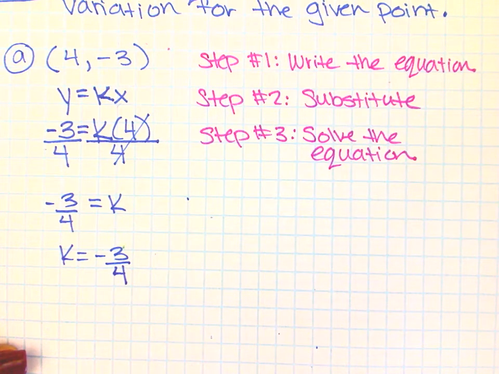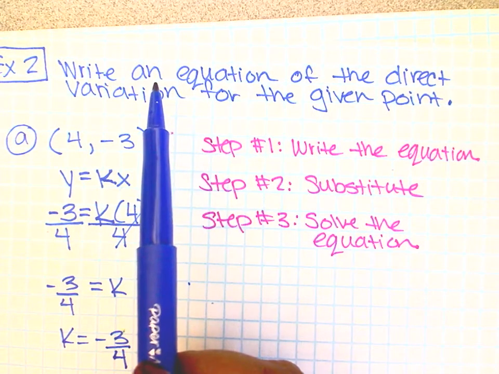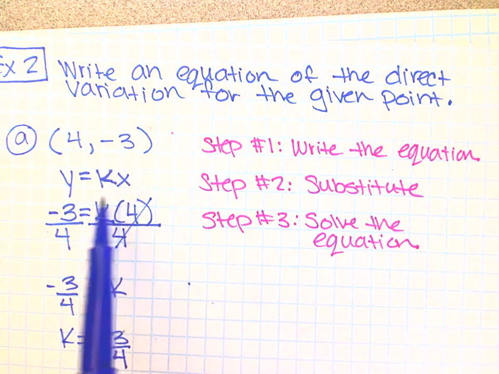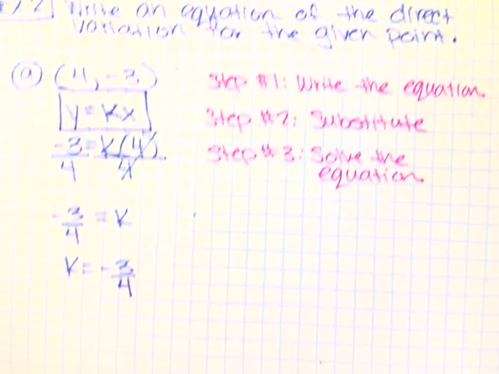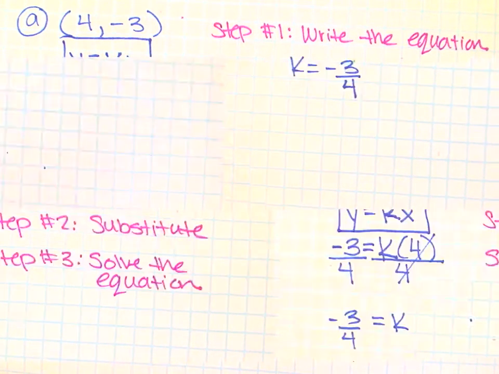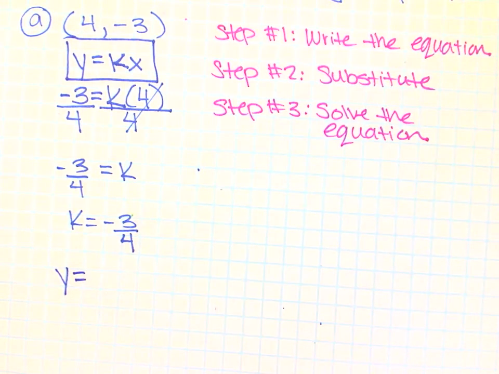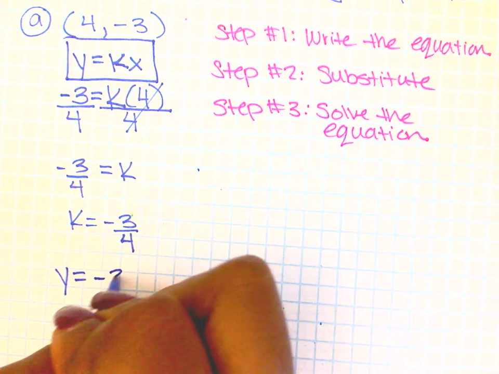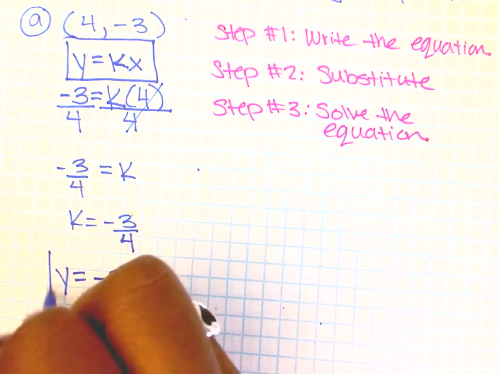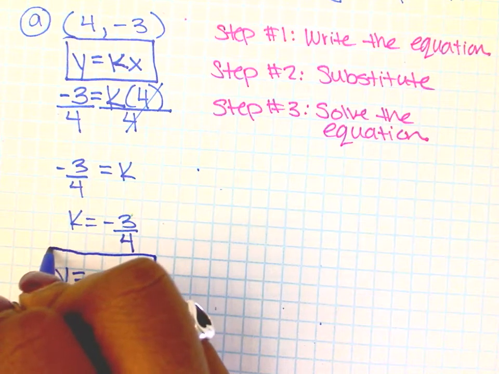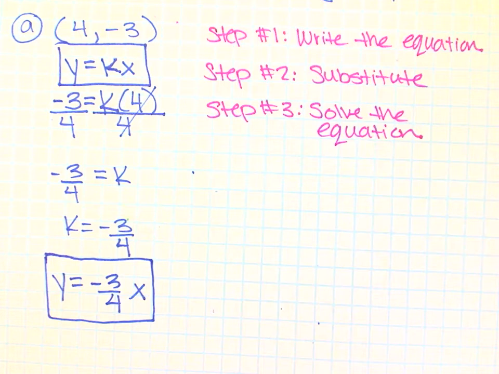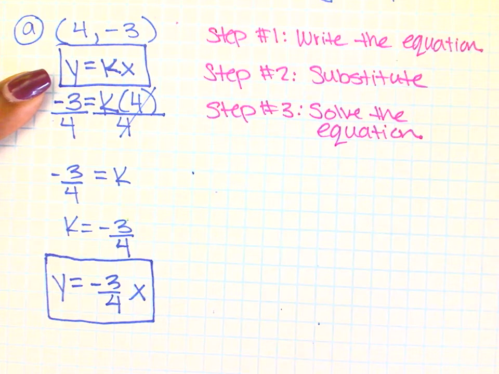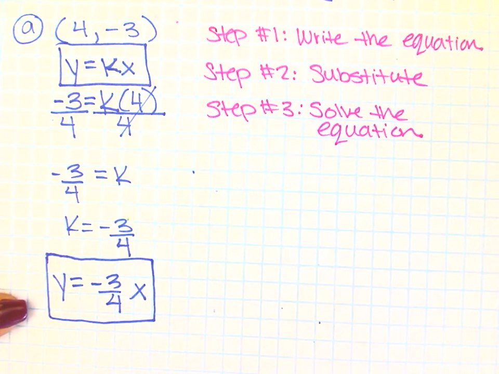Now that I've found k, look back at the directions. It wants me to write the equation. So I have to make this look like this equation right up here. How am I going to do that? Easy. y equals, now that I have k, negative 3 over 4 x. That's my answer. Because they don't want to know what y and x are. You found out what k was, but they just want you to write it in the equation that looks just like this, y equals kx. So you're basically finding k so you can rewrite the equation.